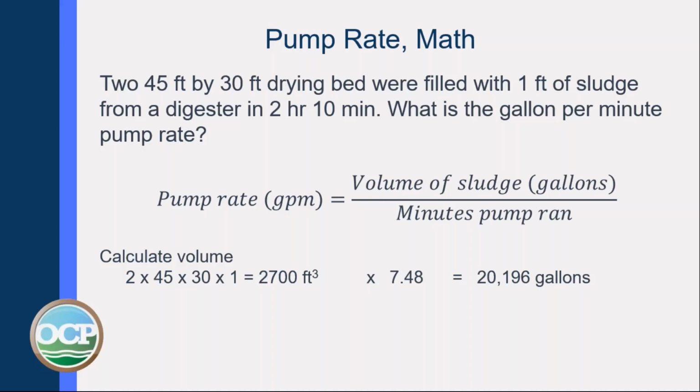2,700 cubic feet times 7.48 gallons per cubic foot gives you 20,196 gallons. Failing to multiply by 7.48 is probably the mistake made most often on the wastewater test. So include the number of drying beds, the number of clarifiers, whatever we give you, and remember, if you want the volume in gallons, to multiply the cubic feet by 7.48.